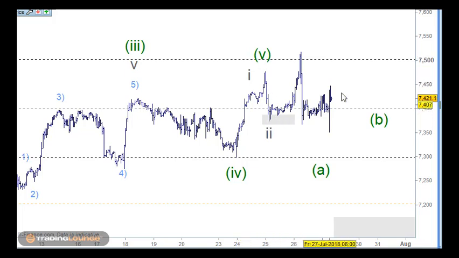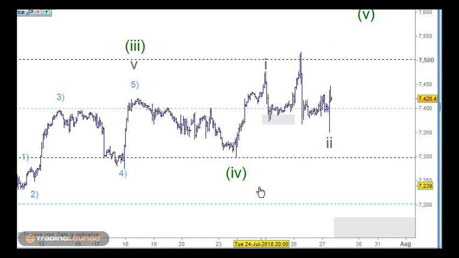So to be honest, I don't know what this is yet. Okay, the best I could do in this case is actually just put wave 2 over here and have this as wave 1 here, and have wave 5 over here. So I just need to get some more information on this.